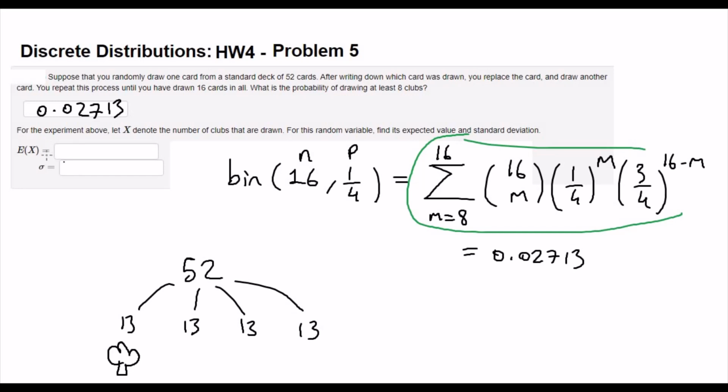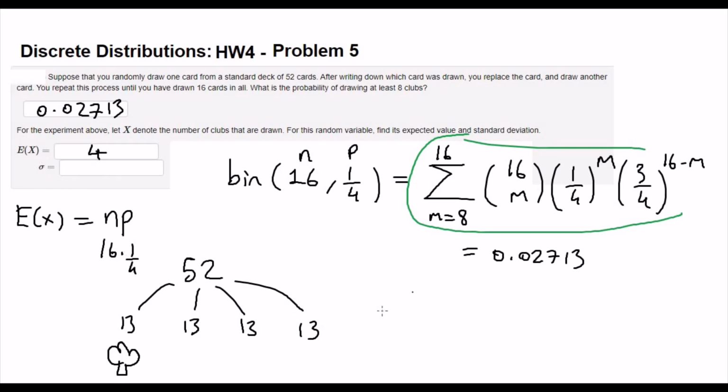For the experiment above, let x denote the number of clubs that are drawn. For this random variable, find its expected value and standard deviation. Let's go with the shortcut. The expected value for a binomial random variable is n times p, which here is 16 times 1/4, which is 4.